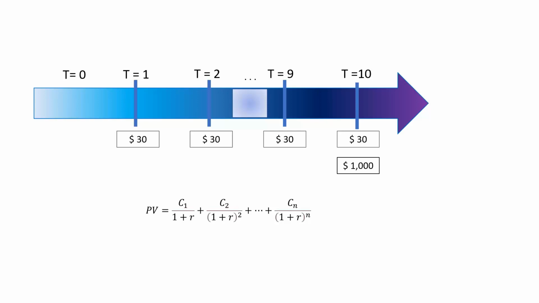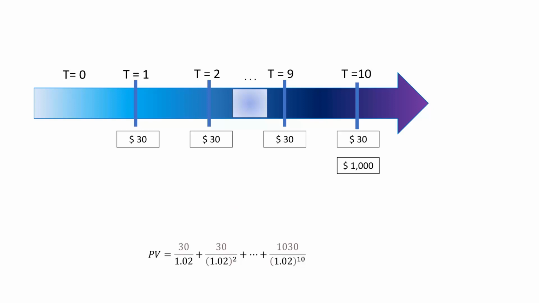But the 10th cash flow is not really the same as the 9th or the first cash flow. That's why we just said, why don't we just represent them as different cash flows? Now, here we go. Remember, the rate of discount, or the YTM, yield to maturity, is 2%. So we put that in the denominator and add 1 to it. So 1.02, 1.02 squared, 1.02 to the power 10.